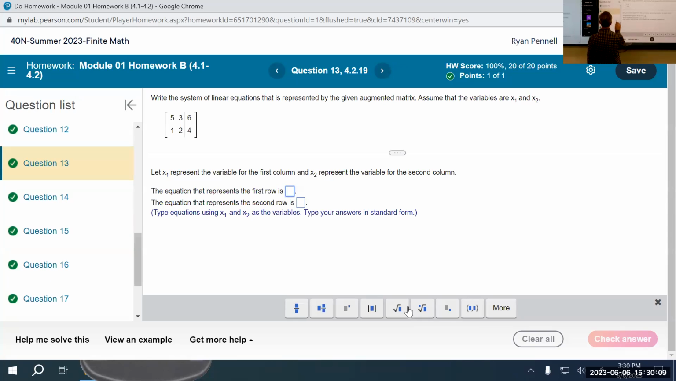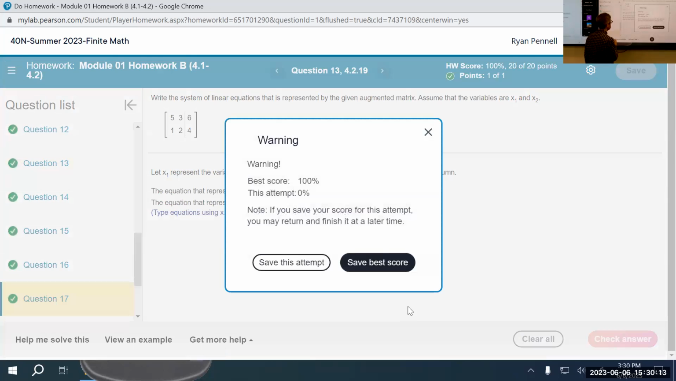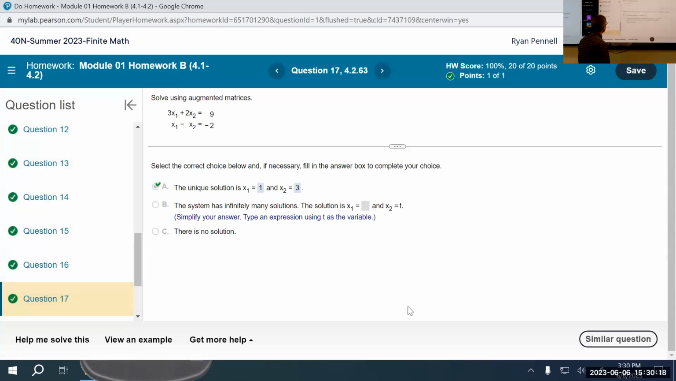It's not too bad. 13, 14, 15, 16. Let's look at 17 and see. Warning, warning, warning. I want to save the best score. Why wouldn't I? All right, let's look at 17.